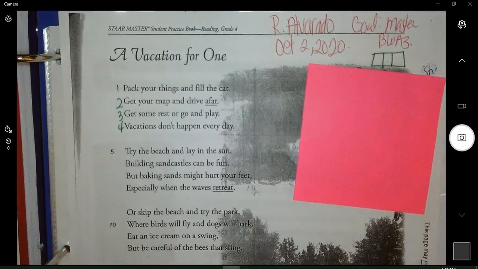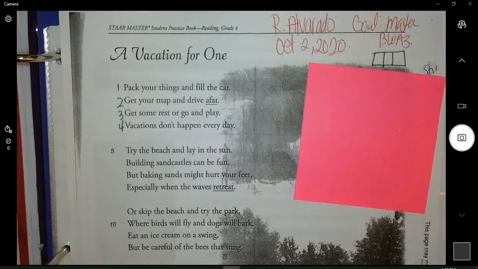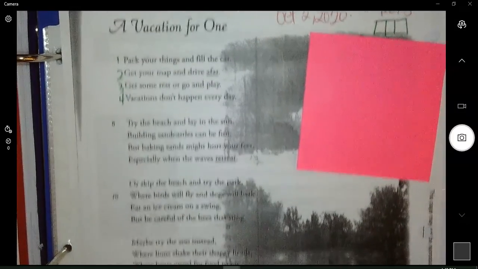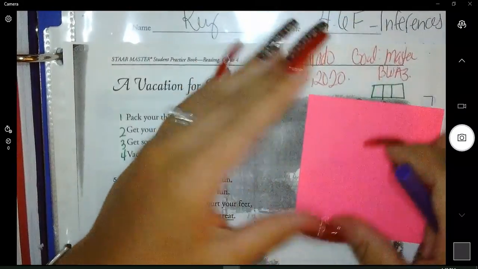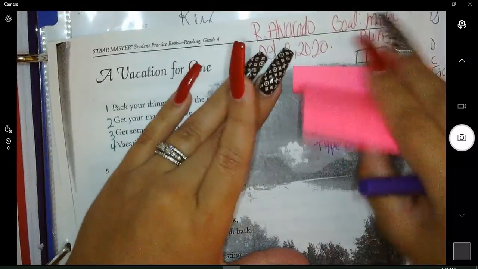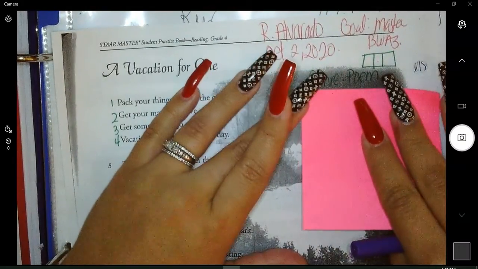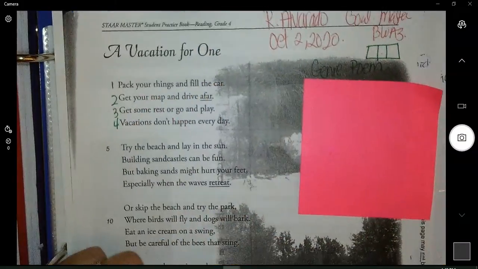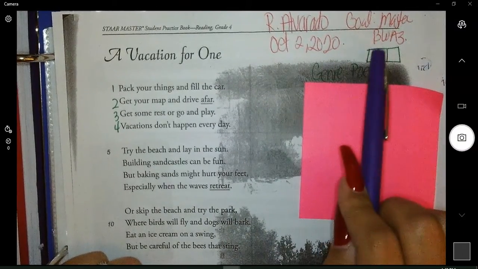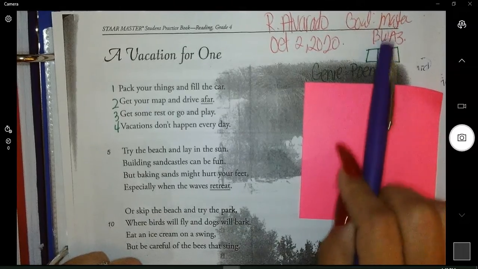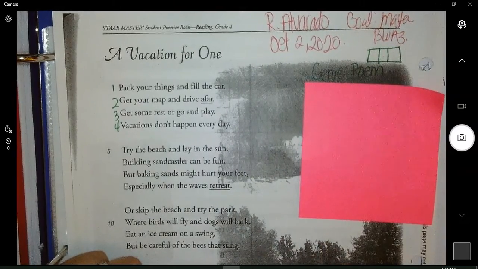Now, boys and girls, by looking at this, I can already infer that this is a what? What is the genre of this? This is a poem, right? So I'm going to go ahead and write here genre, and I'm going to go ahead and write poem. Now, boys and girls, a poem needs to be read 3 times. So I went ahead and did this little box here. That way, every time we read it, we can check off that we've read it.